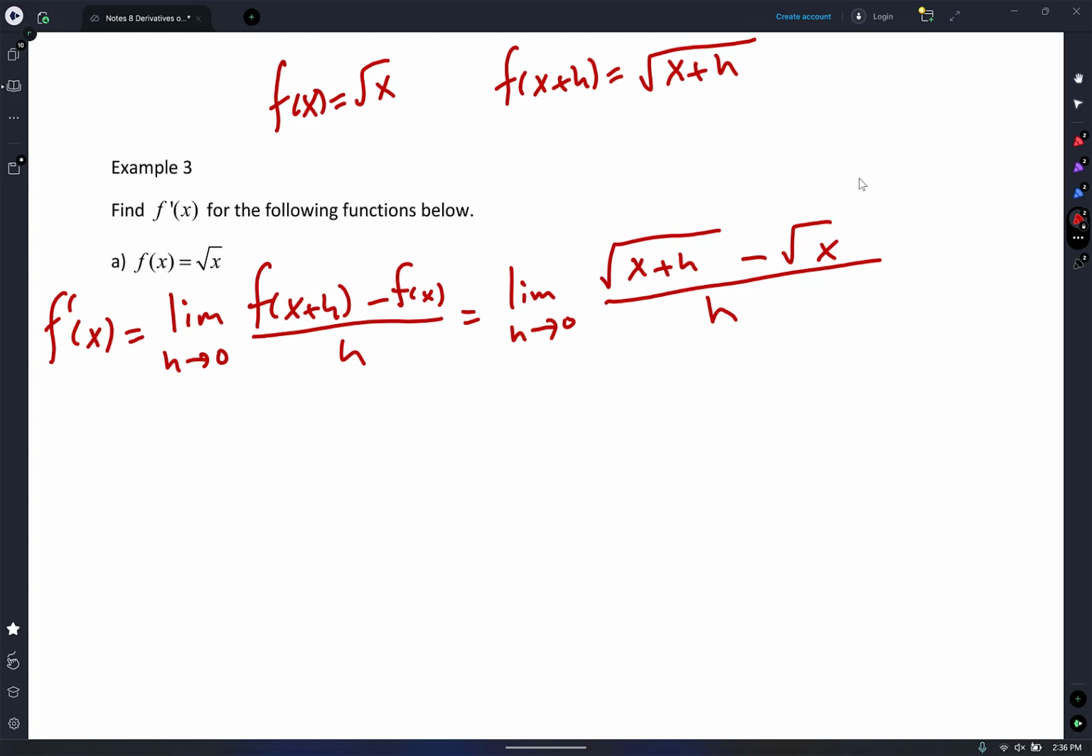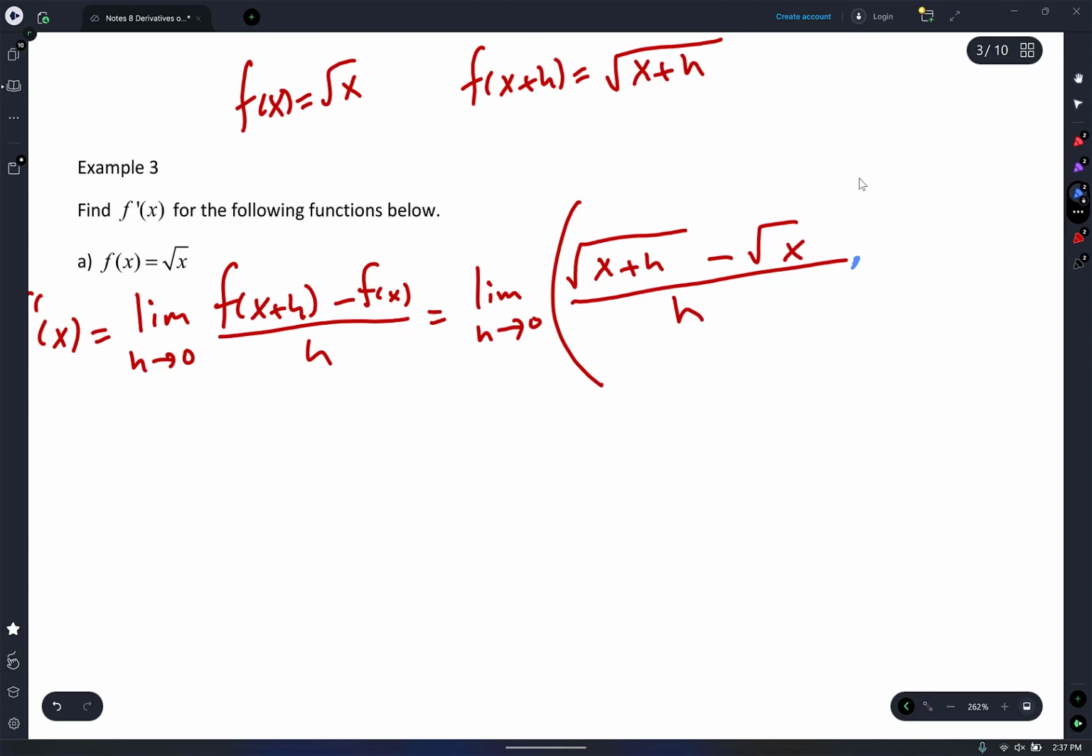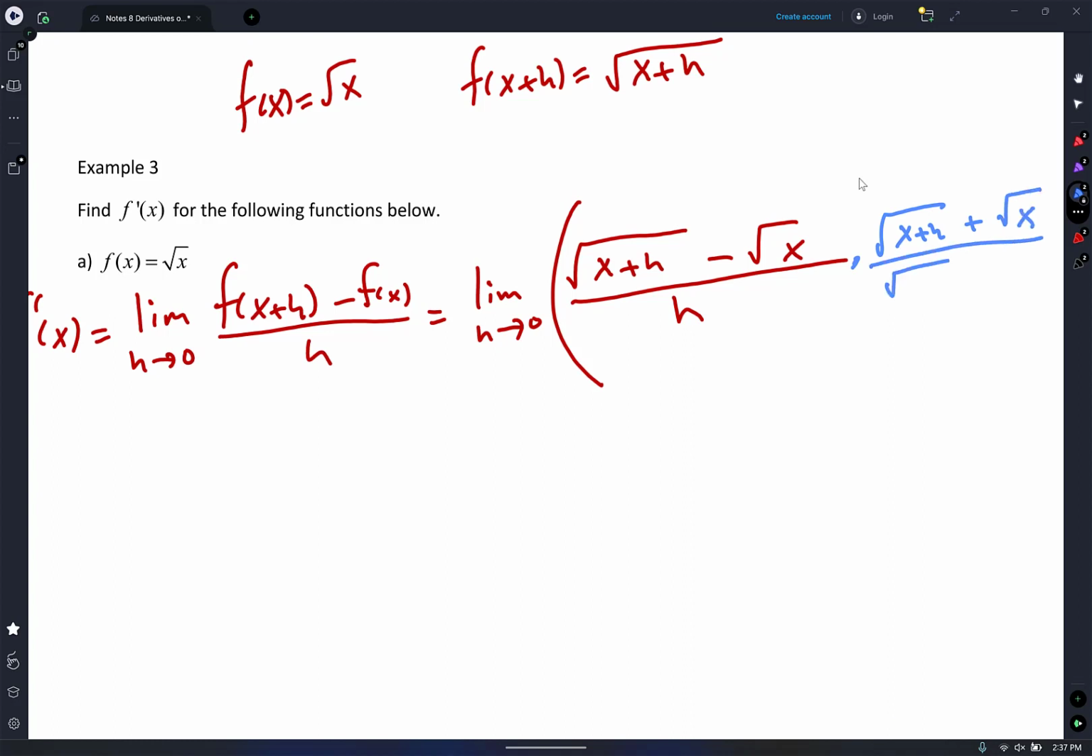I look at it and I'm like, well, I can't do direct substitution because I get a 0 on the bottom. So I'm obviously going to have to do something with the numerator. What do you think I should do with the numerator? Multiply by the conjugate. So I go square root of x plus h and then put a plus symbol outside that square root of x, over square root of x plus h plus square root of x. Are we okay with that step right there?